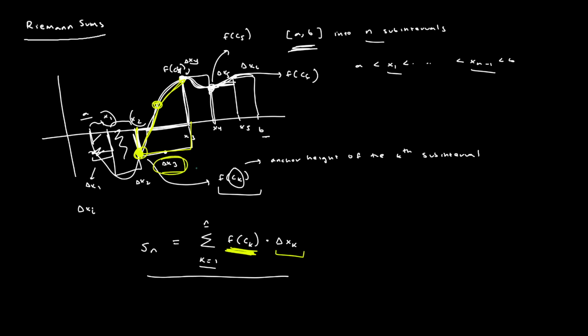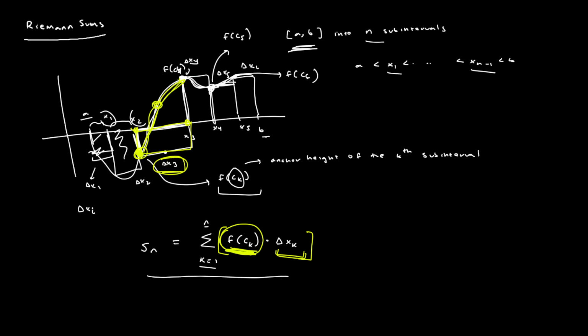And delta xk, so over here delta x3, is our width. So for each subinterval, and we have n different subintervals, it is creating a rectangle. The rectangle's height is determined by some value on the curve in that interval, and that's up to you. Then it's multiplying it by the width of the interval. So the width of this interval is determined by delta x3, and the height is determined by choosing some point as the anchor point on that interval.